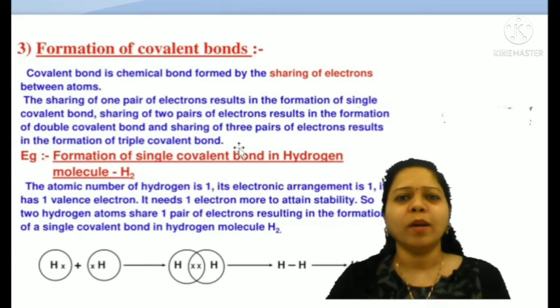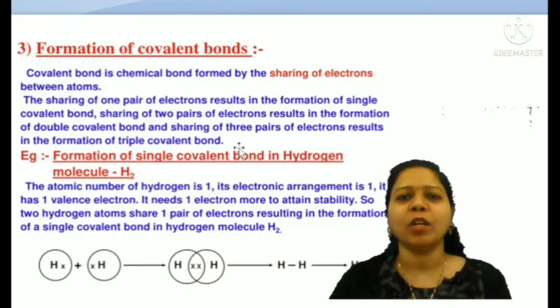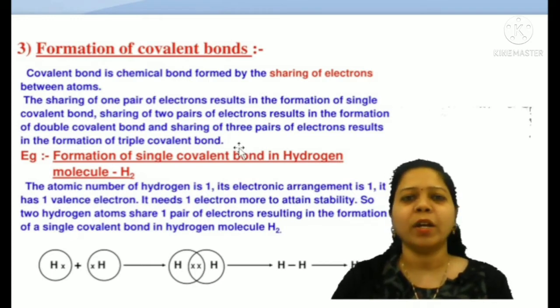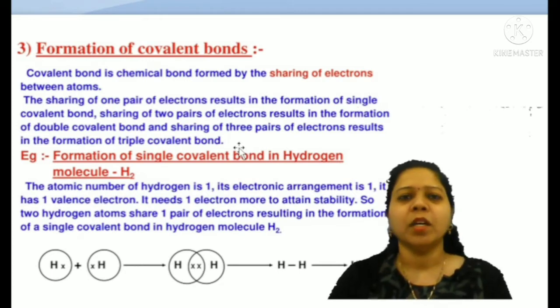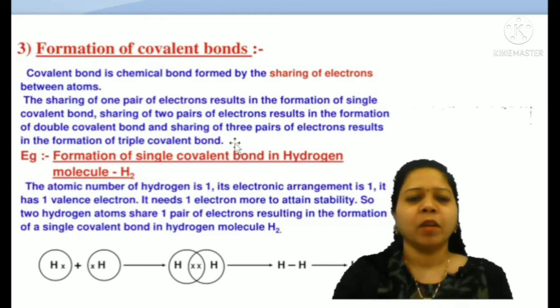Now here covalent bonds are of 3 types depending on the number of electrons shared. If in covalent bonding 1 pair of electrons is shared, we say that is a single covalent bond. If 2 pairs of electrons are shared, it is a double covalent bond, and the covalent bond in which 3 pairs of electrons are shared, that is a triple covalent bond. Now how to form this bond, we'll see with the help of an example.